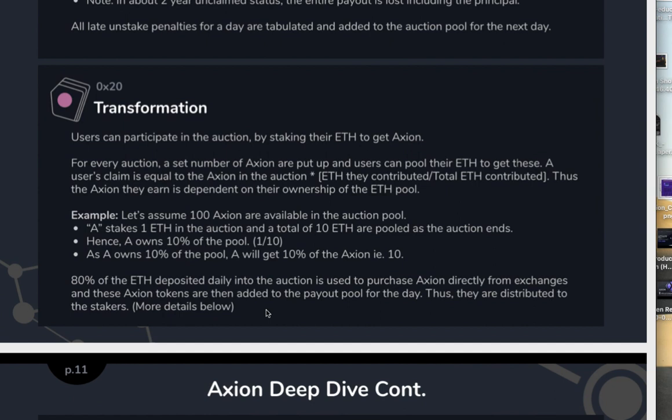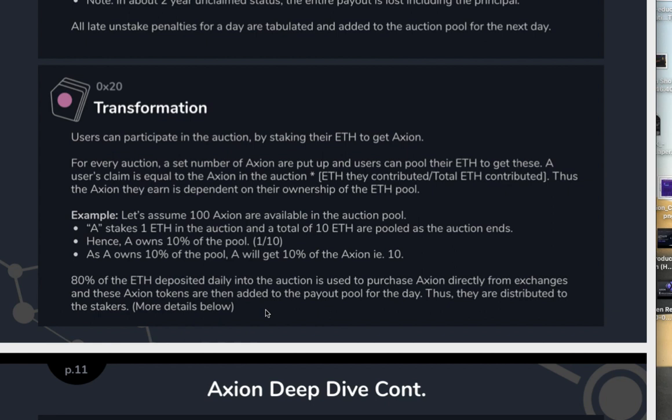For every auction, a set number of Axion are put up and users can pull their Ethereum to get these. A user's claim is equal to the Axion in the auction times the Ethereum they contributed divided by the total Ethereum contributed. Alright, so their proportion. Thus, the Axion they earn is dependent on their ownership of the ETH pool.